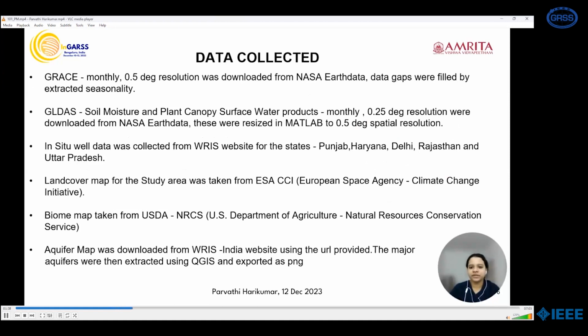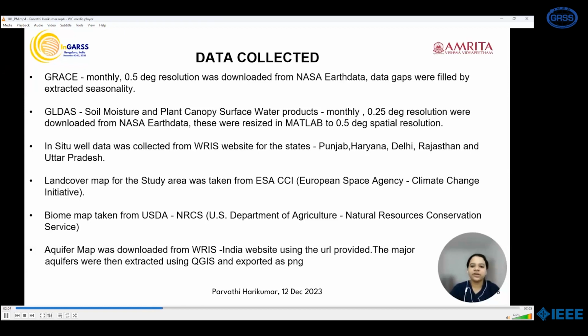was obtained from NASA Earth data. The GLDAS soil moisture and plant canopy surface water products with a monthly resolution at 0.25 degree were acquired from NASA Earth data. In situ well data for the states were gathered from the WRIS website. The land cover map for the study area was taken from ESA-CCI, while the biome map was obtained from USDA and NRCS. The aquifer map was downloaded from the WRIS India website using the provided URL.